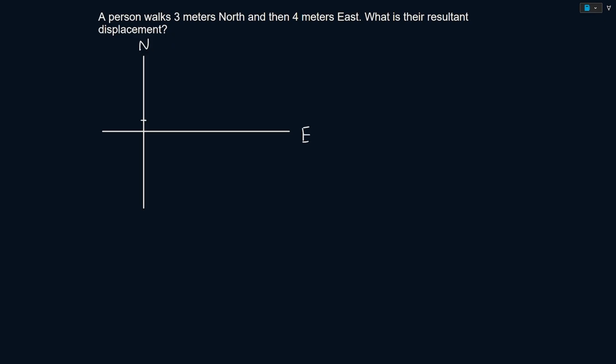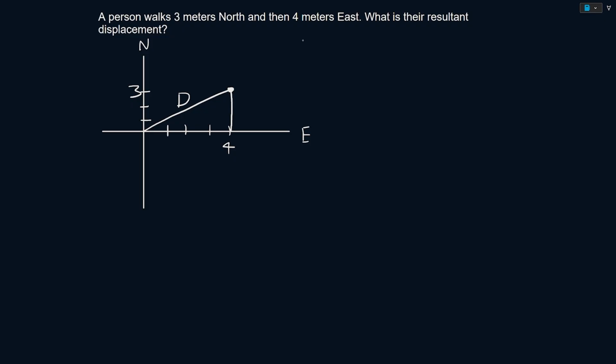If a person walks 3 meters north and then 4 meters east, that will leave them somewhere out here. This forms a right triangle where the northward movement is one leg, the eastward movement is another leg, and the resultant displacement is the hypotenuse.